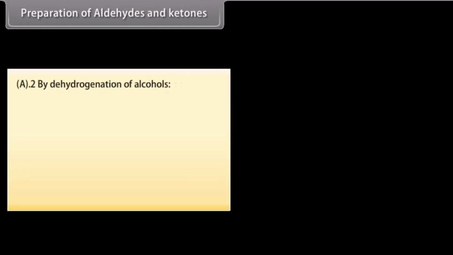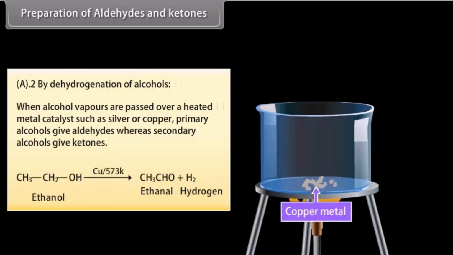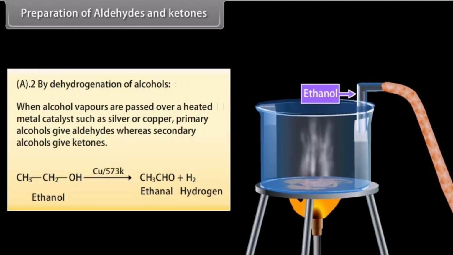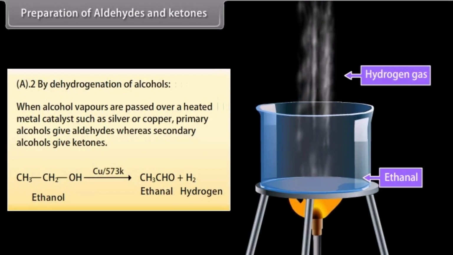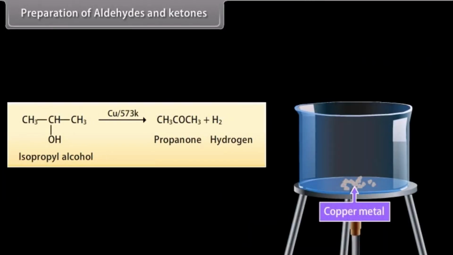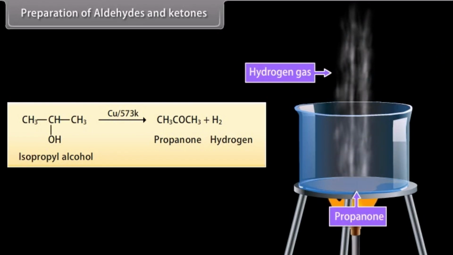Preparation of aldehydes and ketones. By dehydrogenation of alcohols. When alcohol vapors are passed over a heated metal catalyst such as silver or copper, primary alcohols give aldehydes, whereas secondary alcohols give ketones. When vapors of ethanol are passed over copper, then ethanal is formed and hydrogen gas is released. When vapors of isopropyl alcohol are passed over copper, then propanone is formed and hydrogen gas is released.